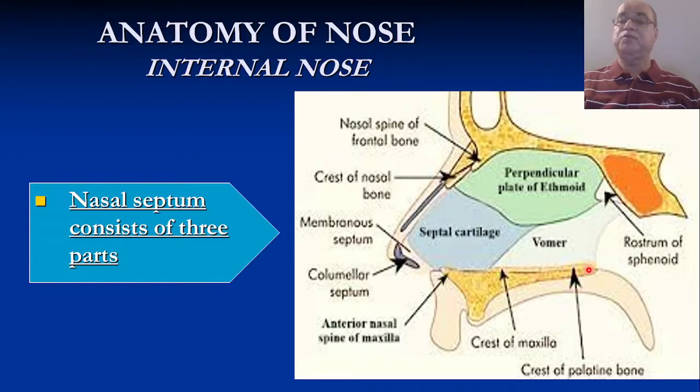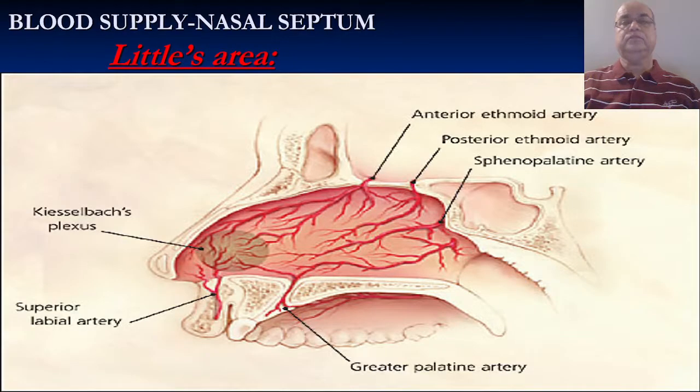Then a minor contribution in the floor is from the crest of the palatine bone and the crest of the maxilla, the anterior nasal spine of the maxilla, and superiorly the nasal spine of the frontal bone and the crest of the nasal bones also have their contributions in this nasal septum.